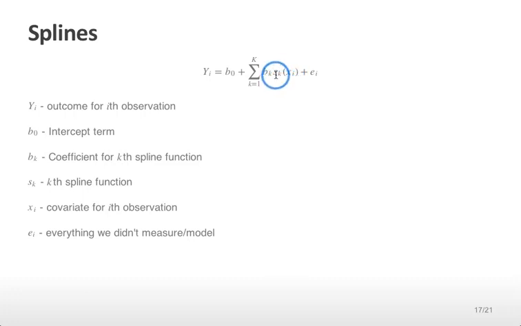So you might imagine these functions could just be the functions like x, x squared, x cubed, or they could be more complicated functions. Either way, you're going to apply multiple functions to each data point, weight them by these coefficients bk, and add them up. Then there's the error term, which represents everything we didn't measure or model.